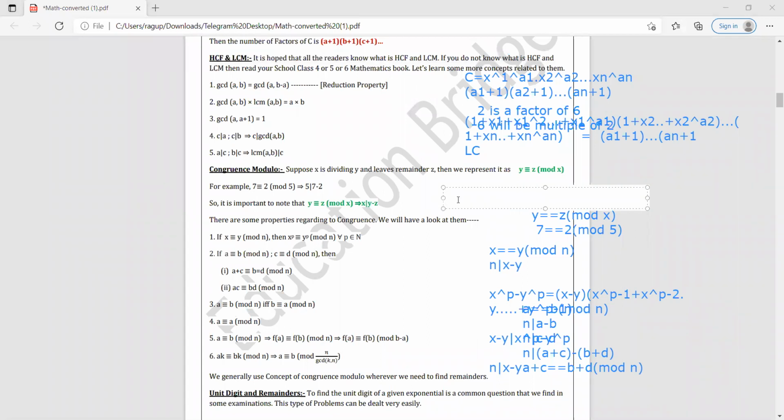Now, if A is congruent to B mod n and C is congruent to D mod n, then AC is congruent to BD mod n.